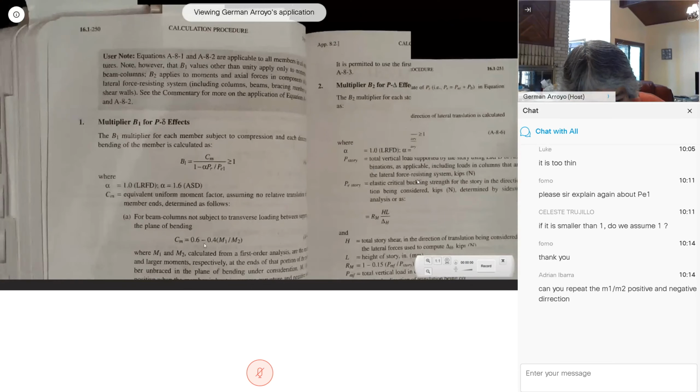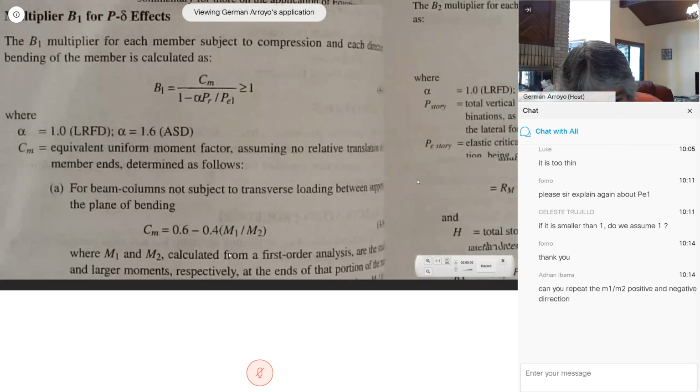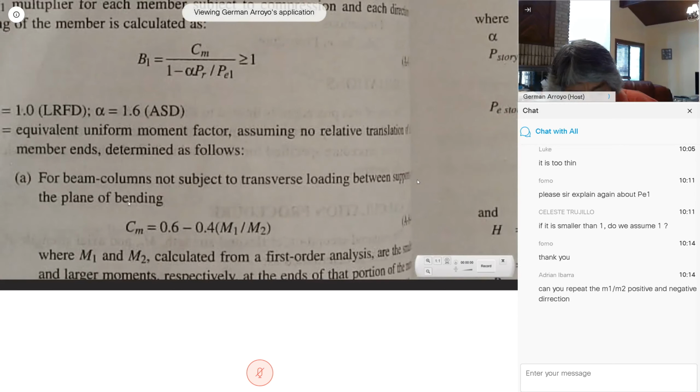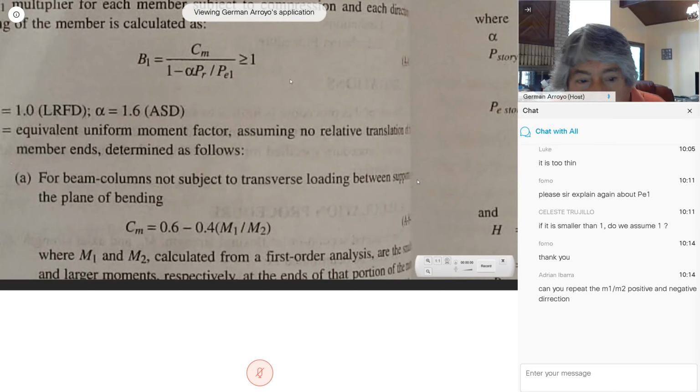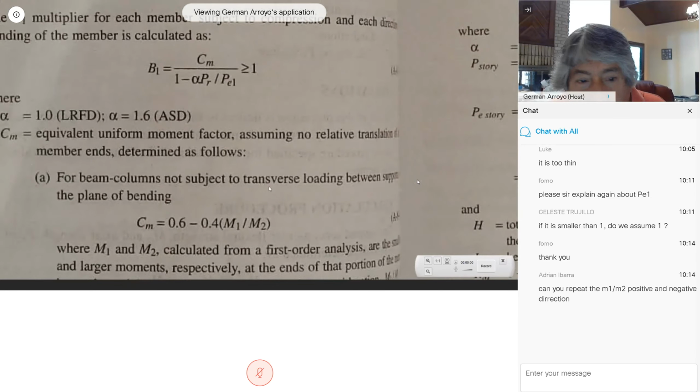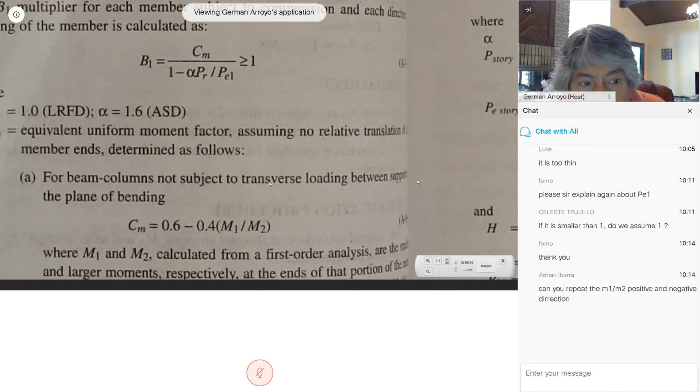Sometimes based on this equation, yesterday I did an example that when I put the values here, this came at 0.6. We cannot use 0.6. Even if by computation it says 0.6, we cannot use 0.6. We have to use 1 because it is a magnification, not a reduction. Okay. So that was about B1, in magnification. Okay.